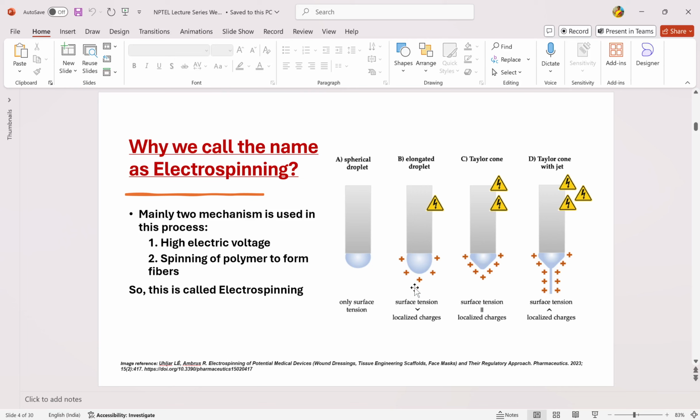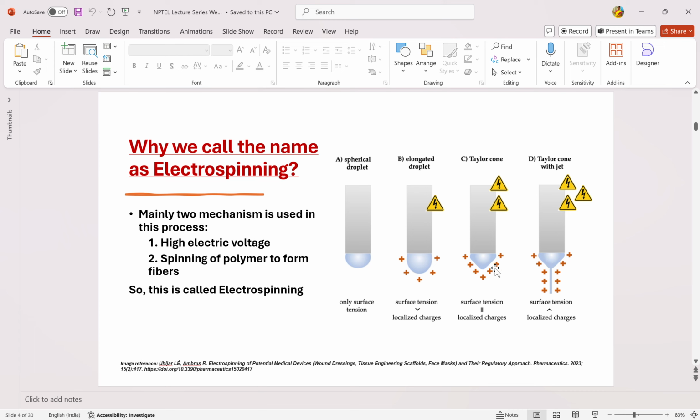So what happens when you put electric charge, like you're putting charges on this needle and your collector. There is a charge difference between the needle and your collector. Then you have surface tension plus localized charges. Initially your surface tension is more compared to your localized charges. When this Taylor cone forms, that means your surface tension and localized charges are equal. And as soon as your localized charges become more than the surface tension, then what will happen?